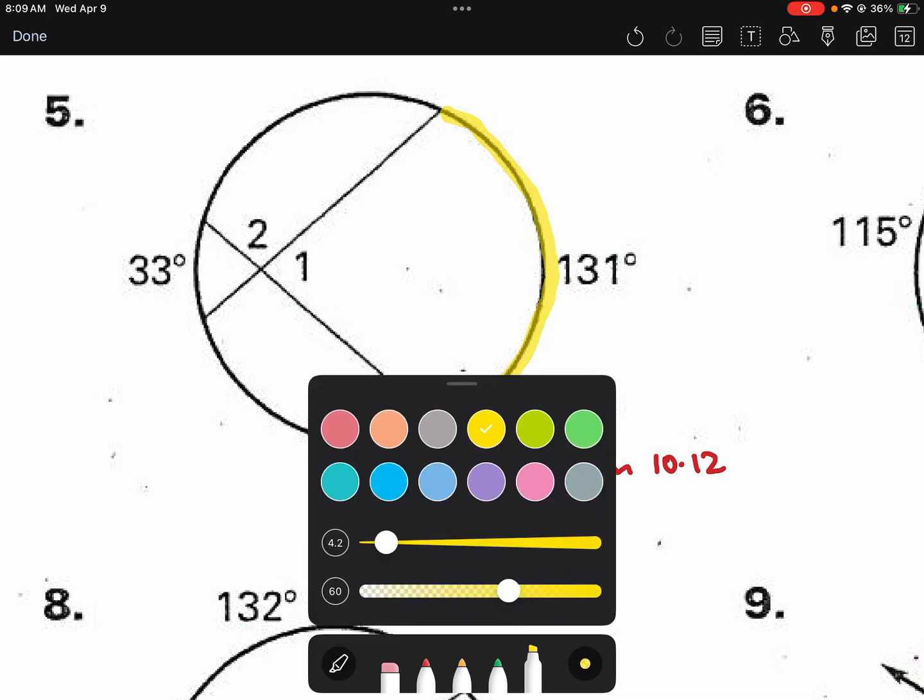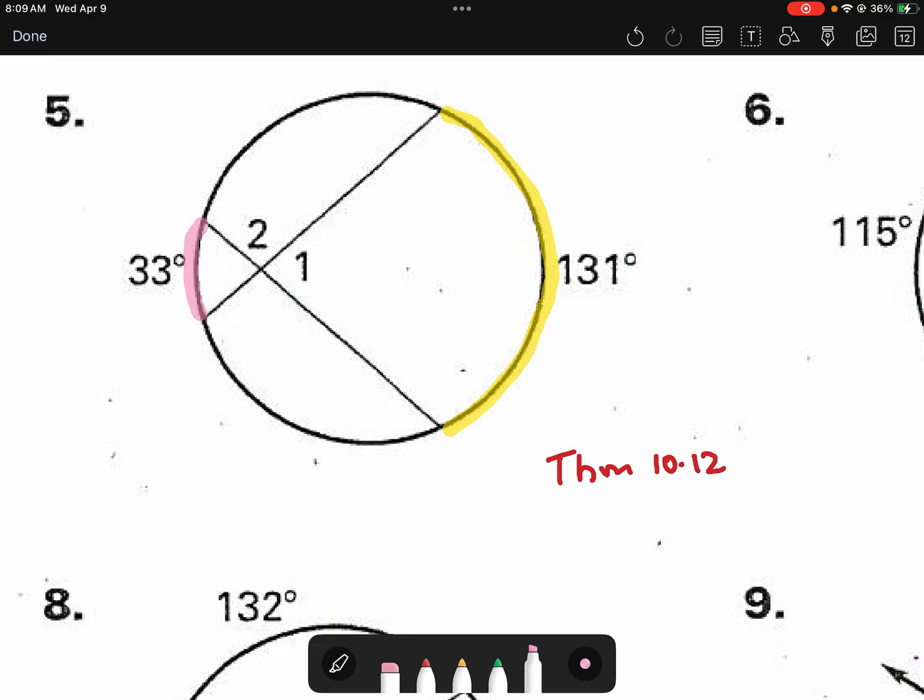Okay, so let's take a look at our 2 arcs. I'll make a yellow one and I'll make a pink one. You want to add those together and then you want to average them. So make sure you add before you divide. If you're doing this linearly in your calculator, you'd want to use parentheses around the addition statement. If you're using alpha x in your calculator, make sure the 131 plus the 33 is on top and the 2 is on bottom. And that's going to give me 82 degrees for the measure of angle 1.